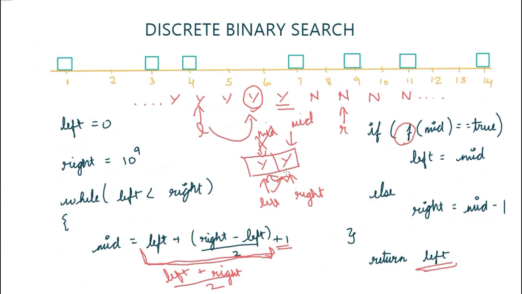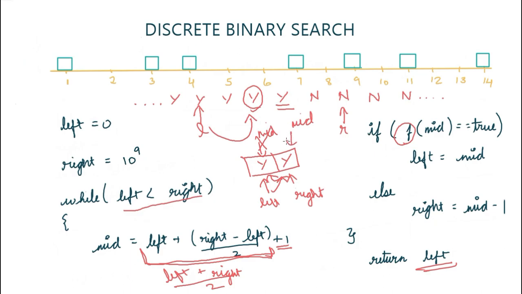And since we have to stop when there's only one element left, a terminating condition would be when left is equal to right. So we keep iterating until left is less than right. That means there are at least two elements in the search space. So here it is, guys. This is the code for discrete binary search, which is specific to this problem.